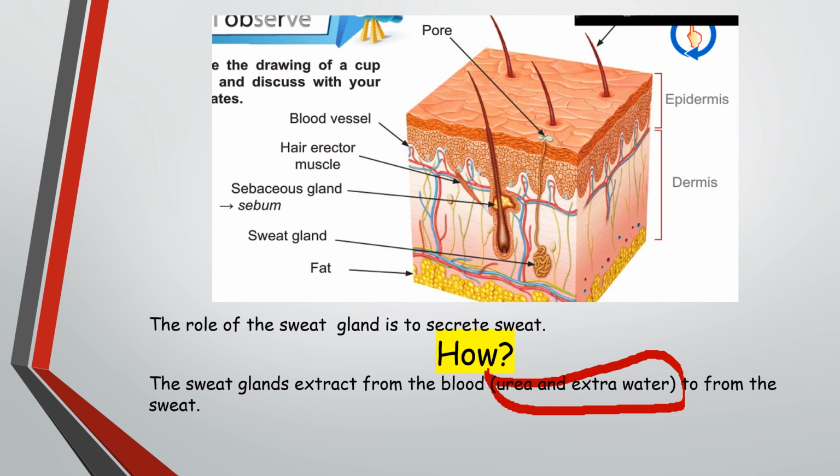So you can see that the role of the sweat gland is similar to the role of the kidneys, because the kidneys also take from the blood urea and extra water to form urine, and the sweat glands also extract from the blood urea and extra water. So the composition of the sweat is the same as the composition of the urine. This is why both the skin and the kidneys play a role in excretion. Excretion means to release waste outside the body. This waste is urea and extra water, which means it is urine.